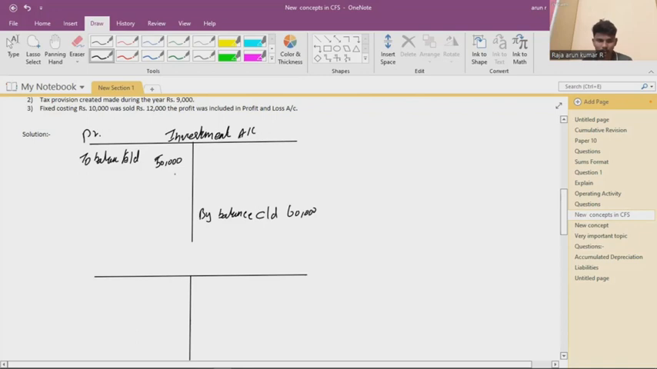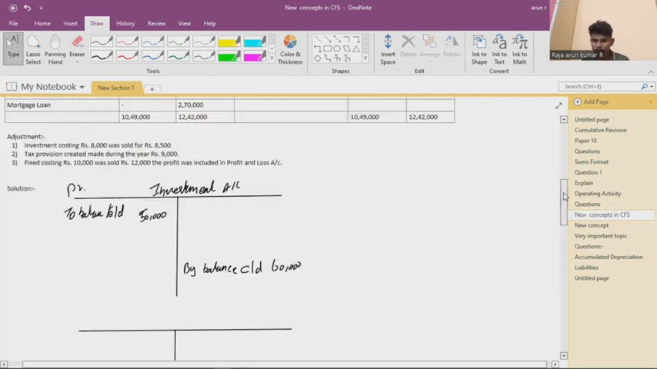Then in the adjustment they gave investment costing rupees 8,000, and it was sold. Don't take the investment cost separately; it is included in the opening. So the opening includes the 8,000. It will be sold at 8,500. A purchase of investment is a debit and is added to the opening investment. A sale is credited, so it is reduced by the sale.